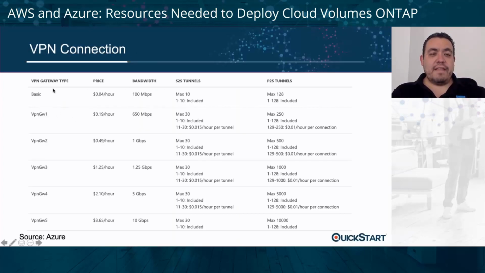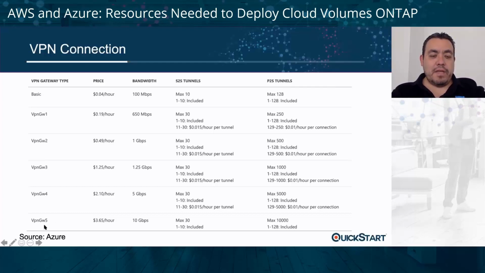Okay. Now, once you choose, let's go with VPNs first. You can see they have different VPN gateway types, and you can see the price they charge, and you can see it goes by the hour as well. You can see the bandwidth, and you can see how many tunnels they can give you. For example, S2S means site-to-site tunnels. You can get 10 tunnels. And you can see on the right side that point-to-site tunnels, you can get 128.